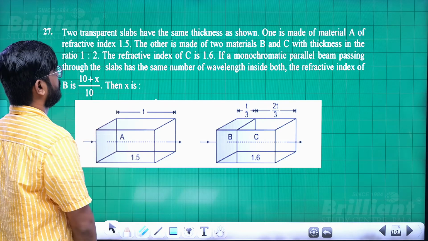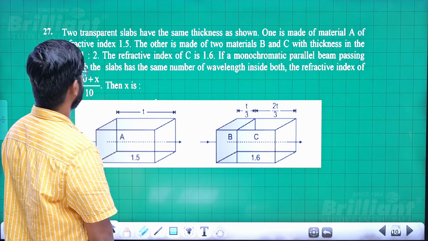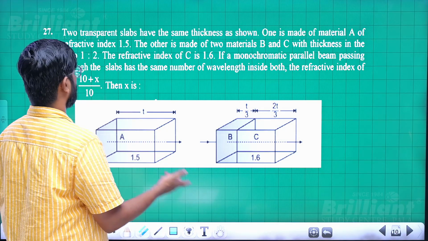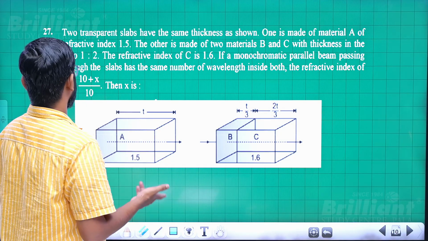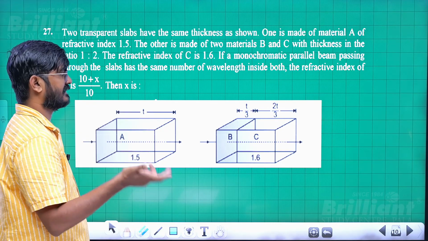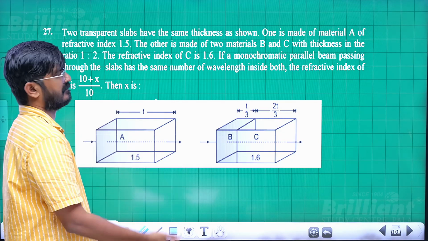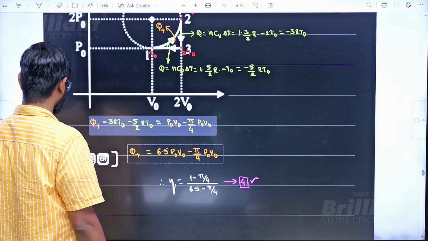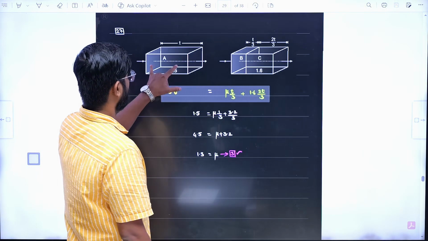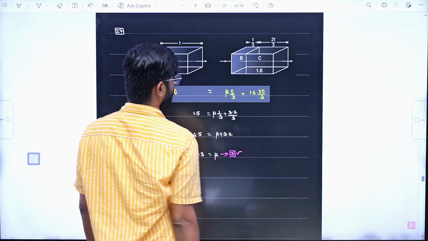Two transparent slabs have the same thickness as shown. One is made of material with refractive index 1.5, the other is made of B and C with thickness in 1:2 ratio. Refractive index of C is 1.6. Then what should be the refractive index of B such that the same number of wavelengths are inside? See, same number of wavelengths inside means same phase difference. Same phase difference in the sense same optical path length. So it just has to be the same optical path length. That's the reason we define optical path length. So this optical path length is 1.5 T. This optical path length is mu into T by 3, plus 1.6 into 2T by 3.